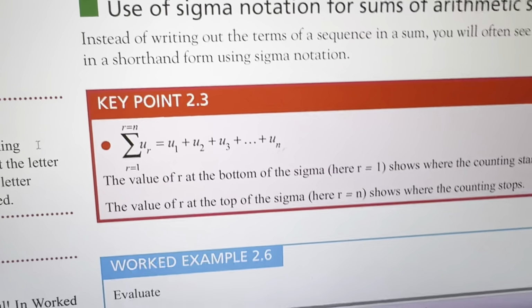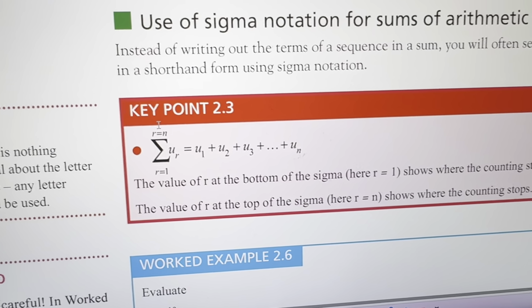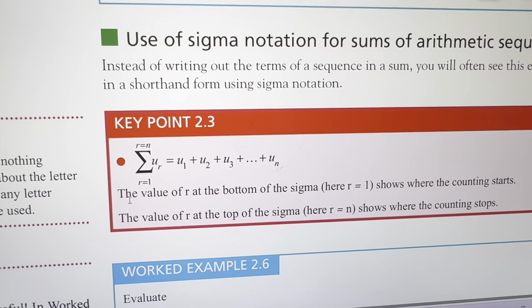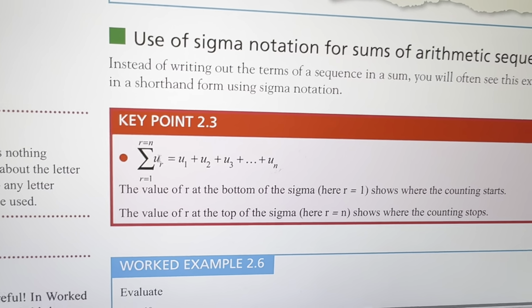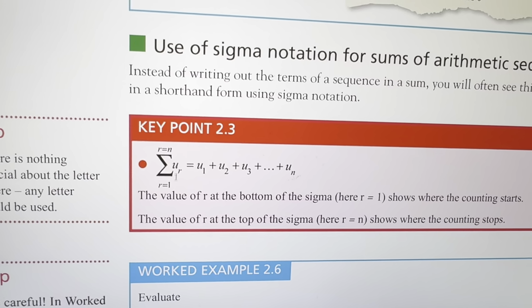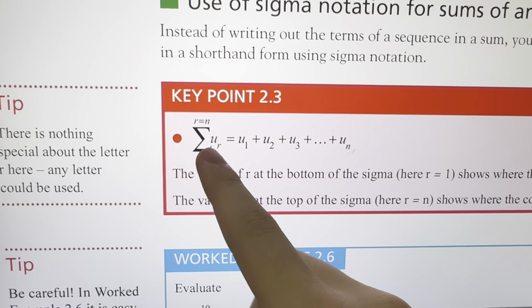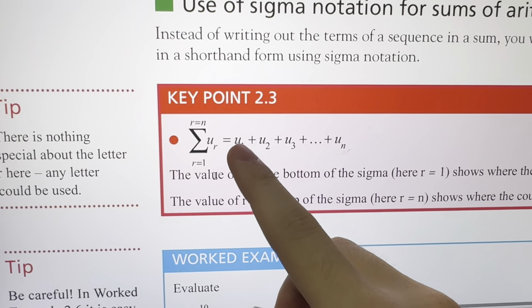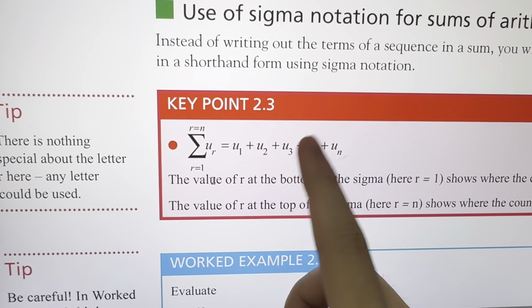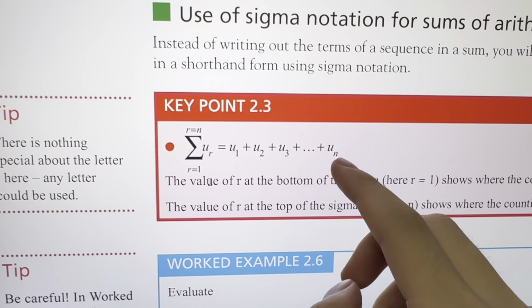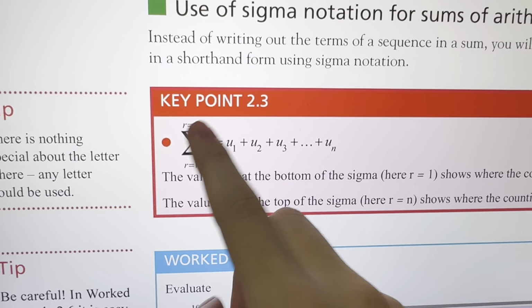So you see, it means from 1 to n, and if they don't mention that, all the numbers we use will be positive integers. So this sign actually means we count u1 plus u2 plus u3, count until un. So yes, 1 to n, 1 to n.